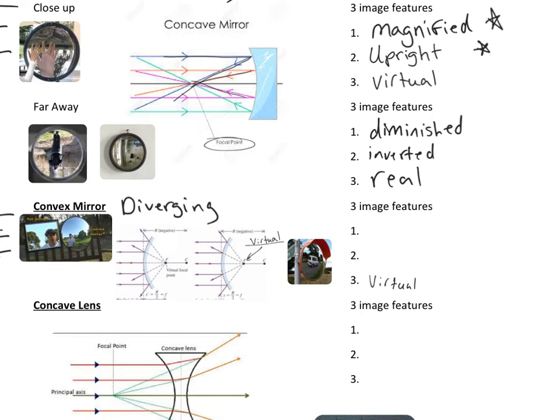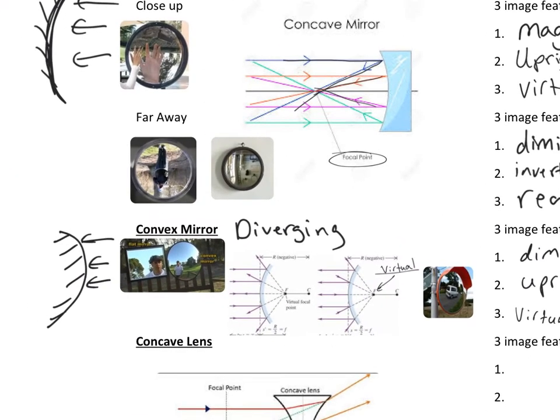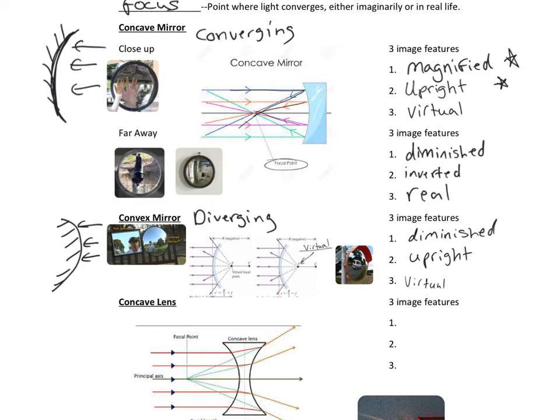Almost all the time, they are going to be diminished images unless you're right up close to it, in which case it'll be the same size. And then they're always upright. This is why you use these typically on mirrors for cars and such. They also use them at places like Walgreens to see if anybody's trying to steal stuff. But basically, it gives you a wide angle view.